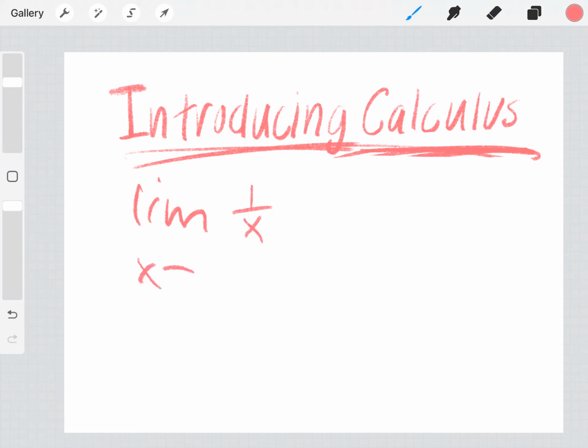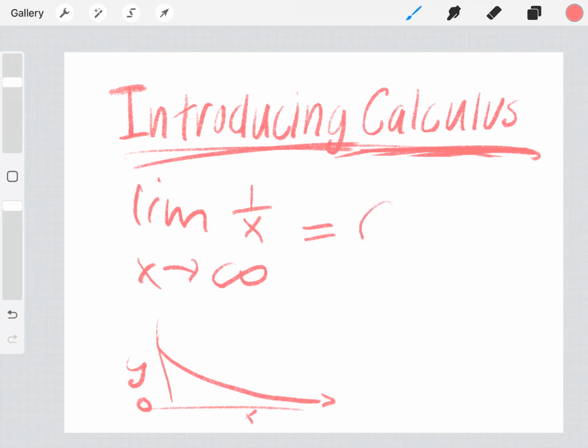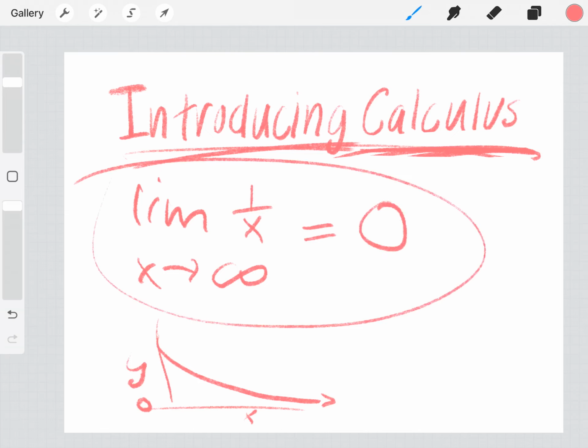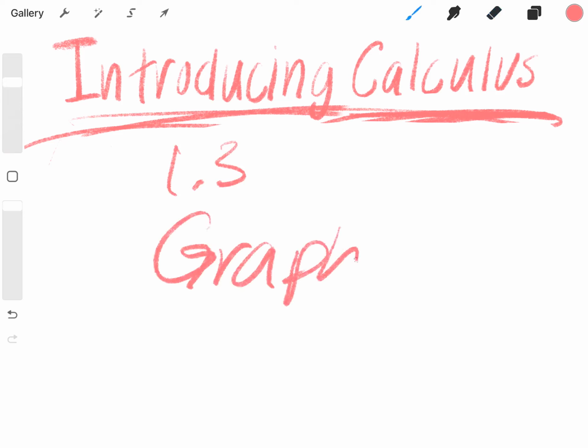Let's imagine a situation where f of x is 1 over x, right? As x approaches infinity, x gets bigger and bigger, right? The overall function equals 0, right? So this is how we write it. That's pretty much all of topic 2. Topic 1.3 is basically about finding limits from a graph of a function, right? So let's walk through some examples.